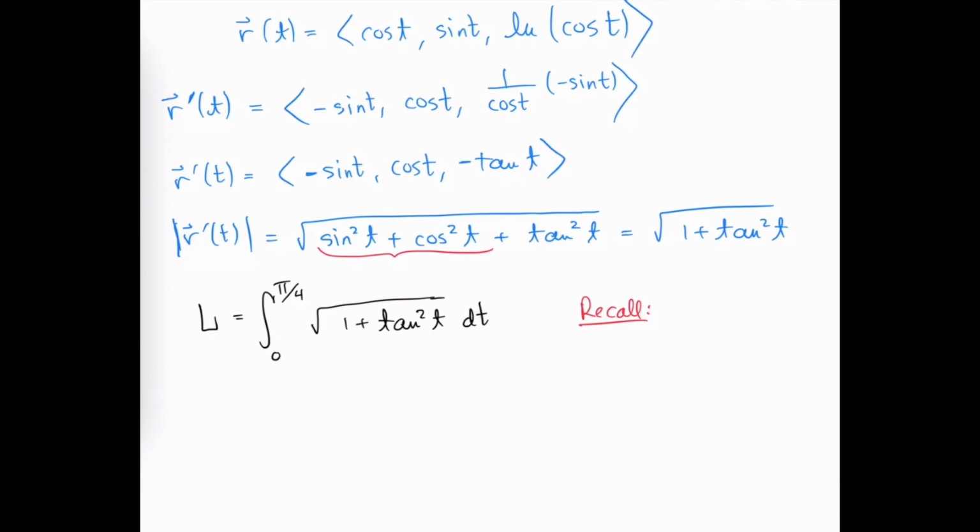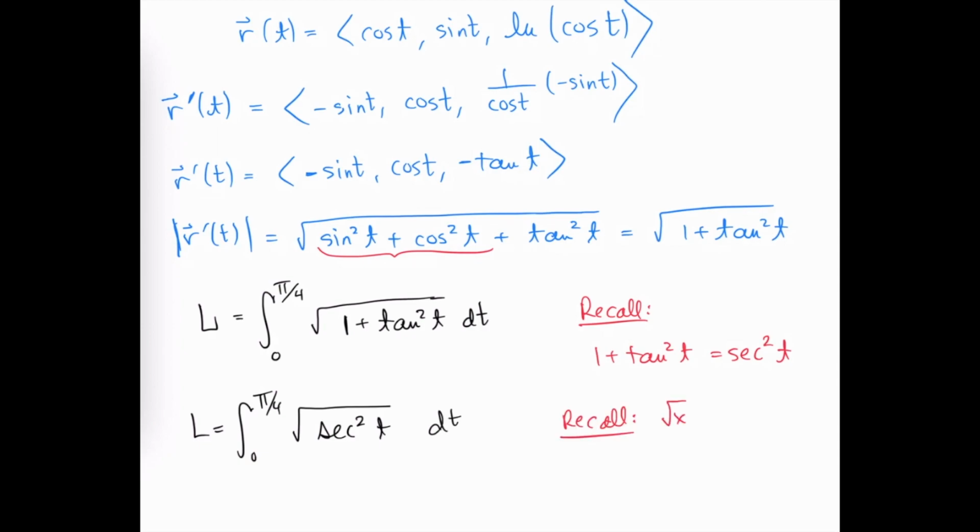Let's recall from trigonometry that 1 plus tan squared t is equal to the secant squared of t, so we can replace this radicand with secant squared to get the integral from 0 to pi over 4 of the square root of secant squared t dt. Let's also remember that the square root of a variable squared is the absolute value of that variable in order to ensure that we have a positive output from the principal square root.